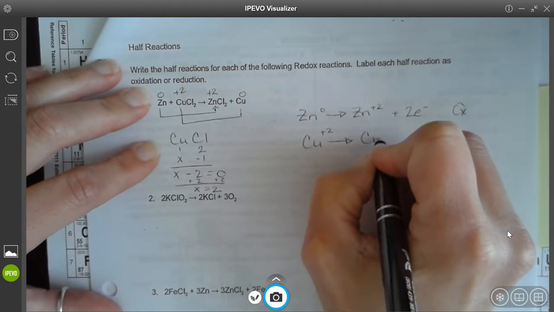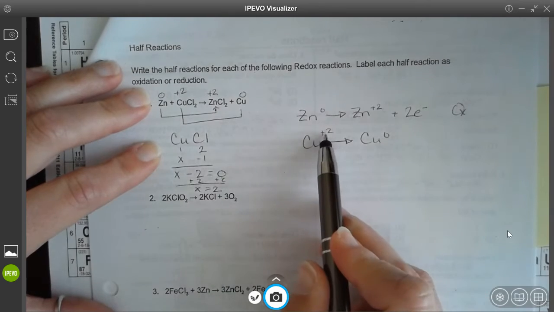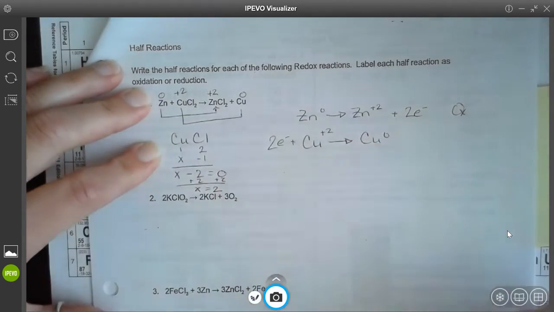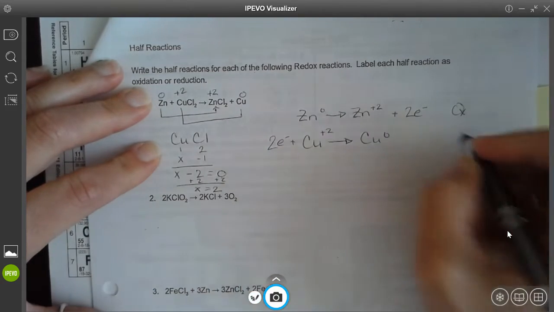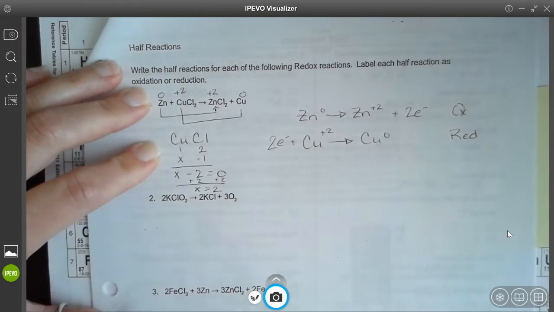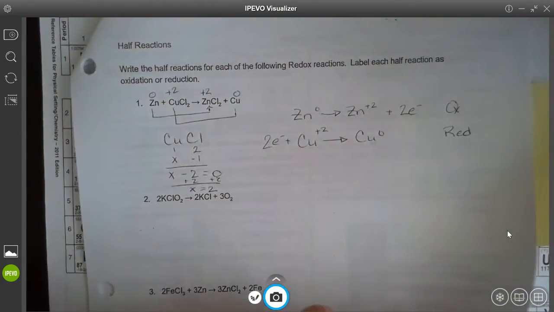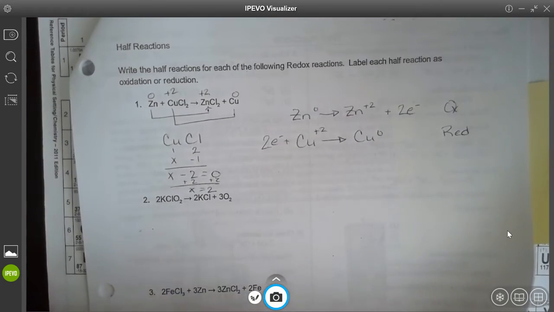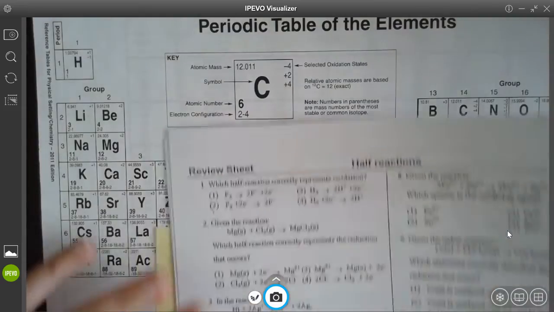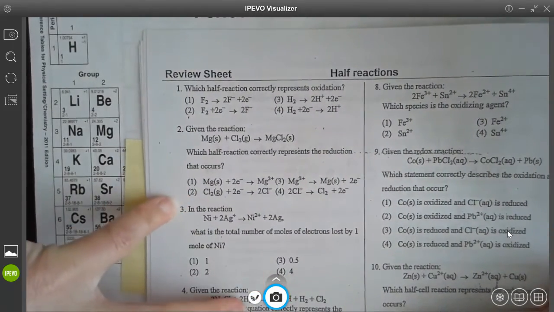+2 to copper 0. We need to place our electrons. The electrons go on the more positive side. We're gaining electrons, so this is reduction. We've got 2 electrons here, 2 electrons here, so we are balanced. That's how we do the first page. Second page is just some review for you. Multiple choice questions, so you have an idea. Okay, so I'm going to go through 1 or 2 with you.